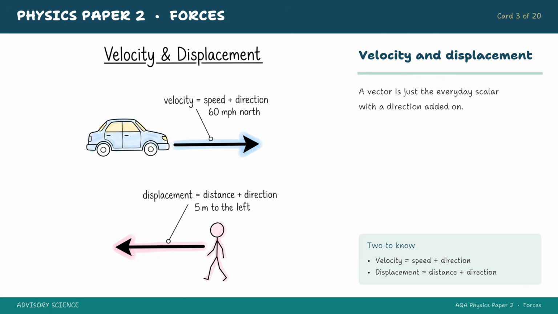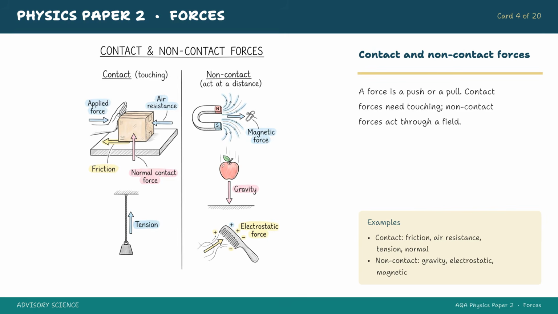Contact and non-contact forces. A force is a push or a pull. These are split into contact and non-contact forces. Contact forces need physical touching. Examples include friction, air resistance, tension in a rope, and the normal contact force which holds an object up, such as a book on a table.